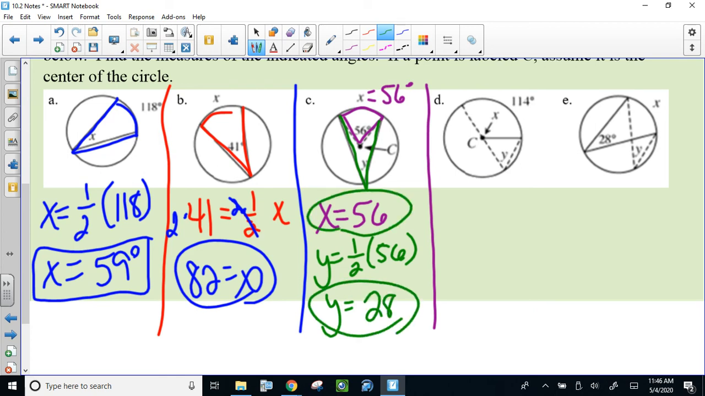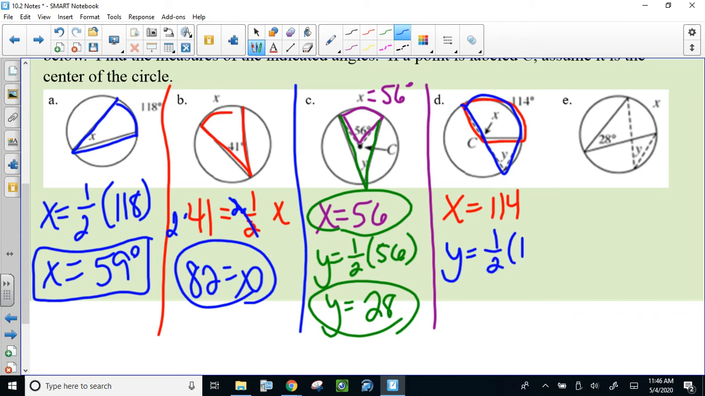So there's two values. So here again, same thing. X this time is the central angle, and the central angle just equals its arc. So x is 114, y is the inscribed angle, and the inscribed angle is half of its arc. So y must be 57. Boom.